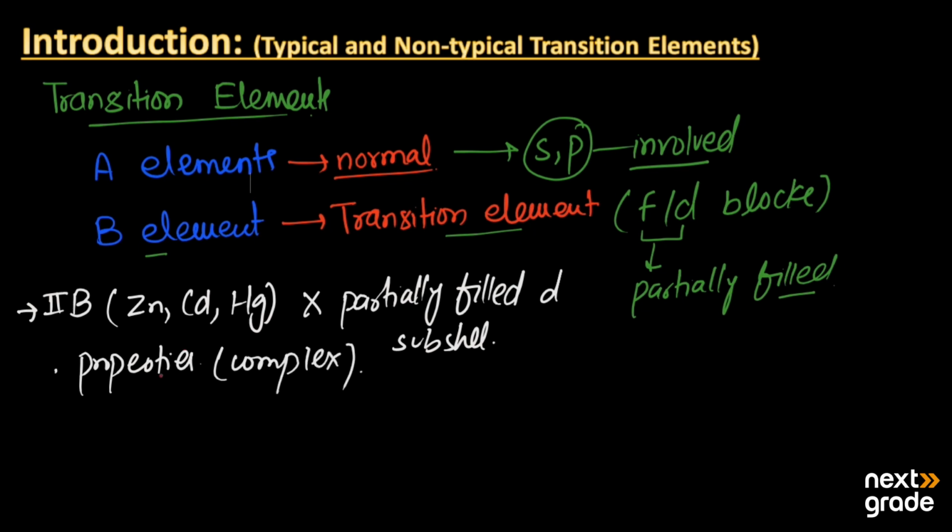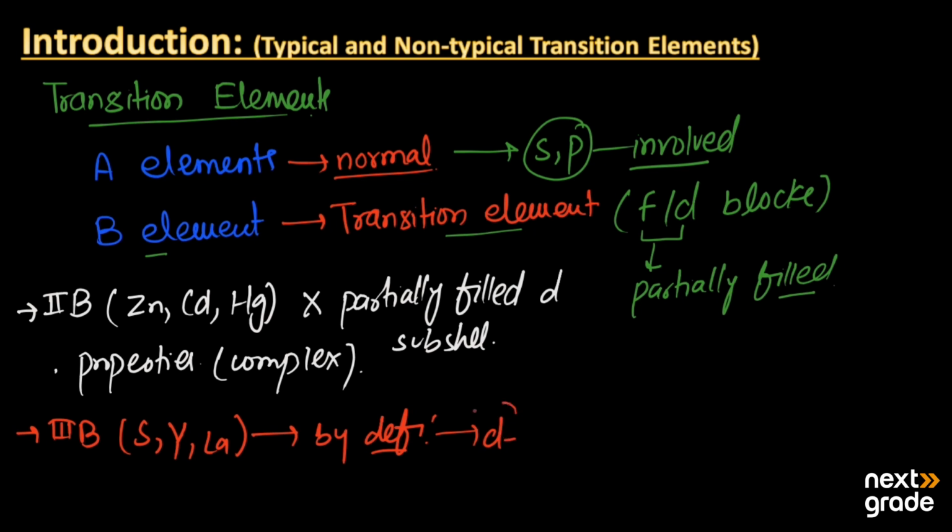Similarly, the group 3B elements, which contain scandium, yttrium and lanthanum, are another group of elements which do not show many of the properties of the transition elements. They are also transition elements by definition, but there is only one electron in their d subshell. In their compounds they mostly occur as tri-positive ions and have almost no d electrons, hence they do not exhibit the properties of transition elements. For this reason, the transition elements have been divided into typical and non-typical.